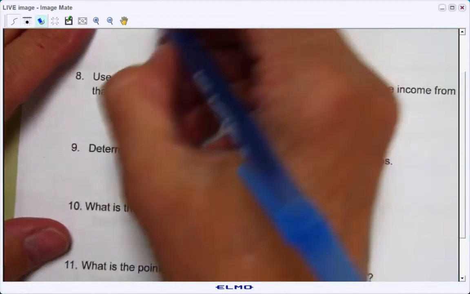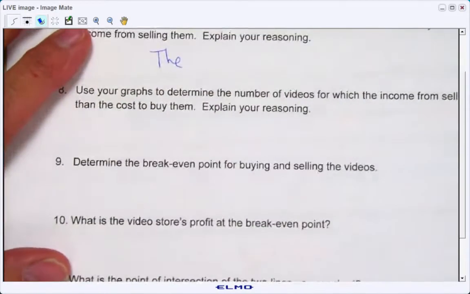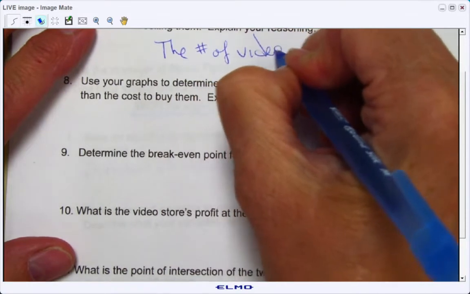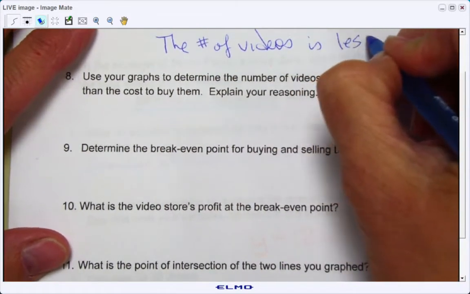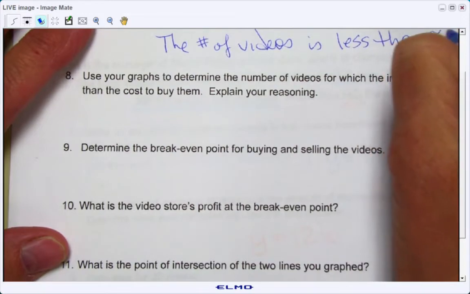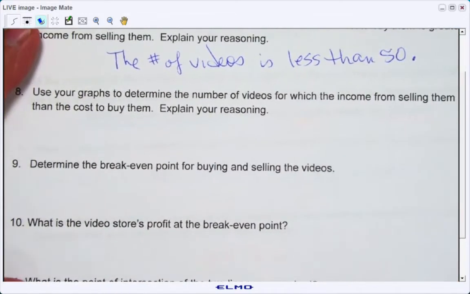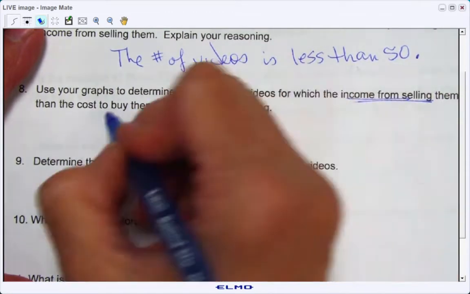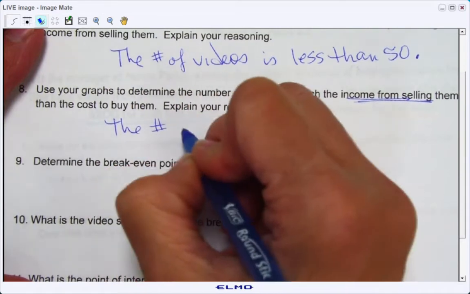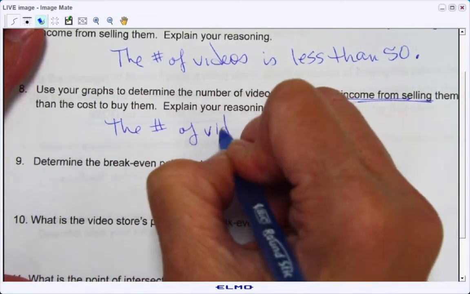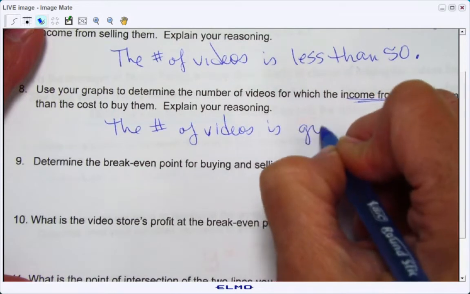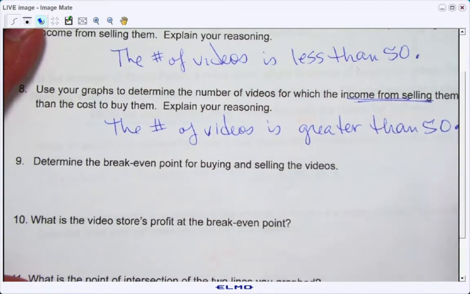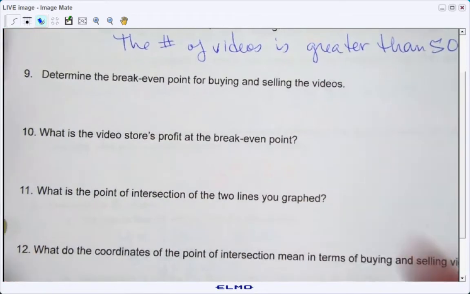So the number of videos is less than 50. And then it wants to know when income is more. So wouldn't that be after 50? So the number of videos is greater than 50. The break-even point, where it runs into each other.